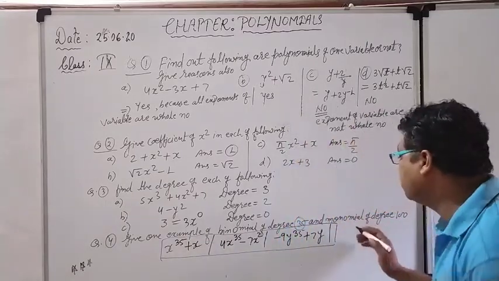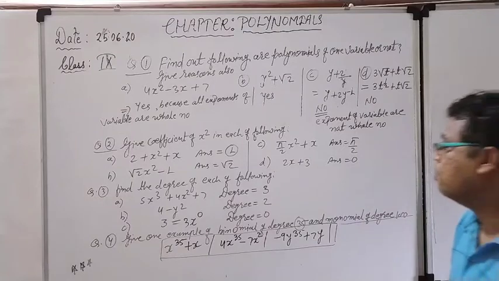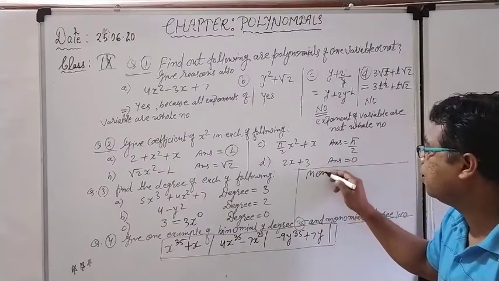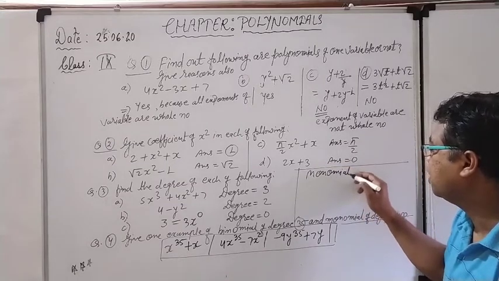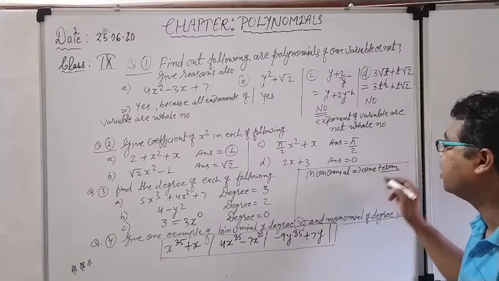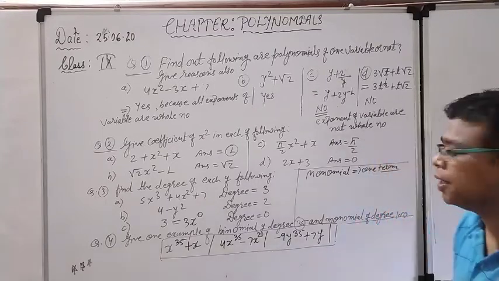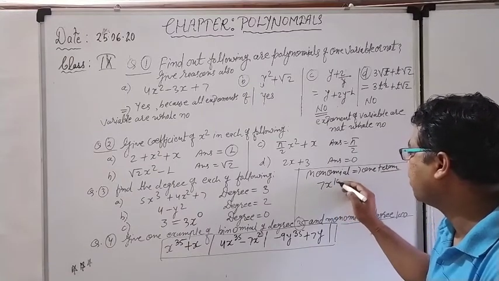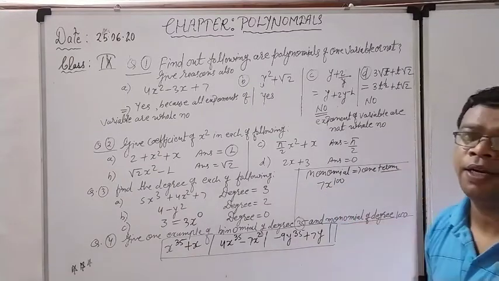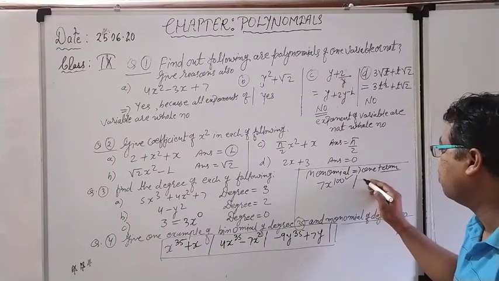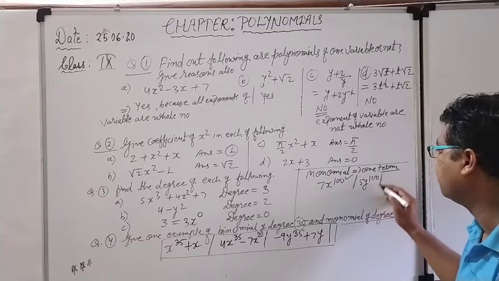Right now see the next one, monomial of degree 100. Monomial means only one term. One term should be there, and for the variable, I can take x, y, or z. So I am giving you three examples. For example, 7x to the power 100. Degree should be 100, and that's why I have maintained the maximum power 100. Otherwise it may be y to the power 100, or here you can add one coefficient also, like 5.